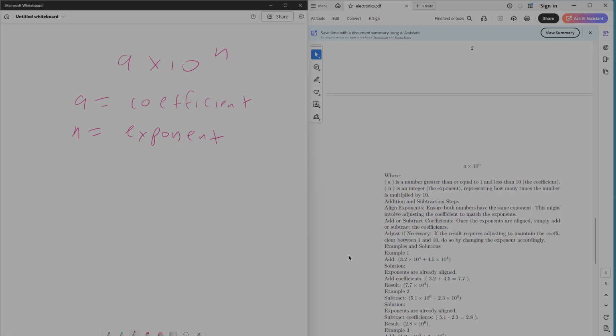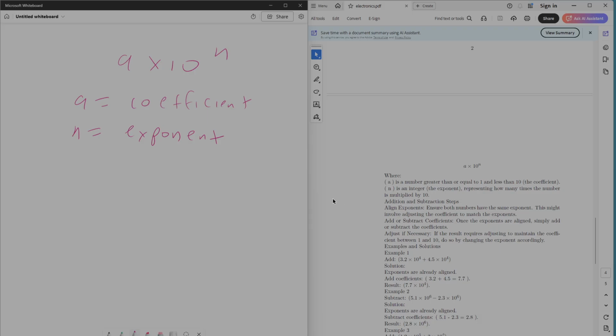So what are the steps of adding and subtracting? First, we align the exponents. We ensure that both numbers have the same exponent. This might involve adjusting the coefficient to match the exponents. Then we add or subtract the coefficients. Once the exponents are aligned, simply add or subtract the coefficients. Adjust if necessary. If the results require adjusting to maintain the coefficients between 1 and 10, do so by changing the exponent accordingly.